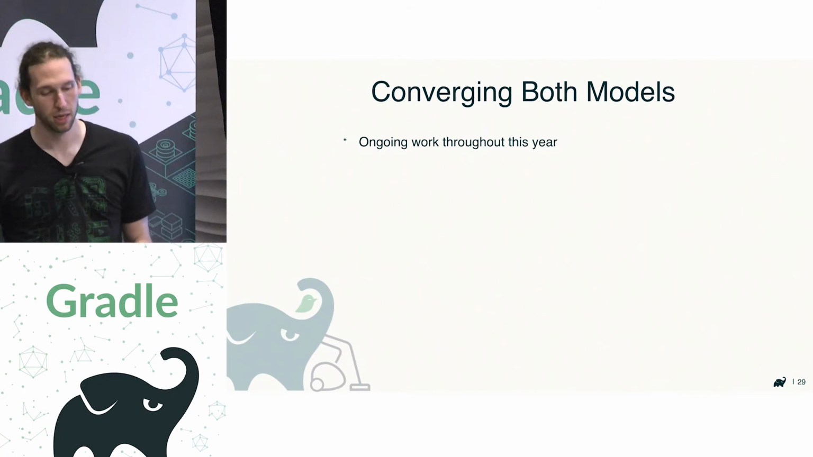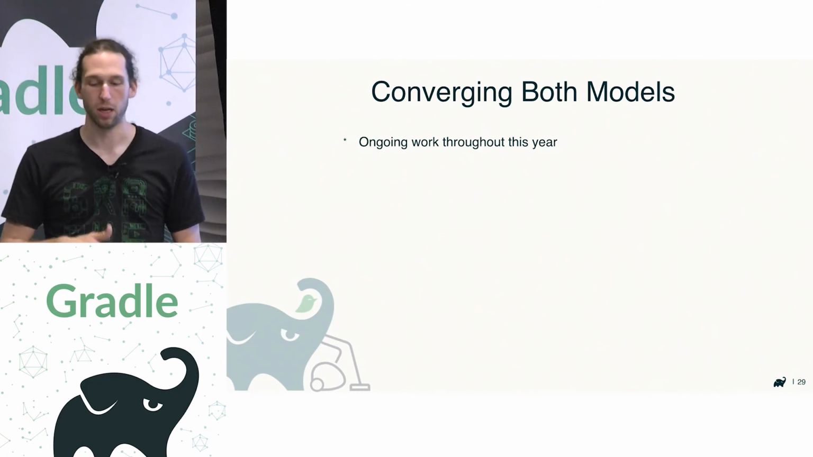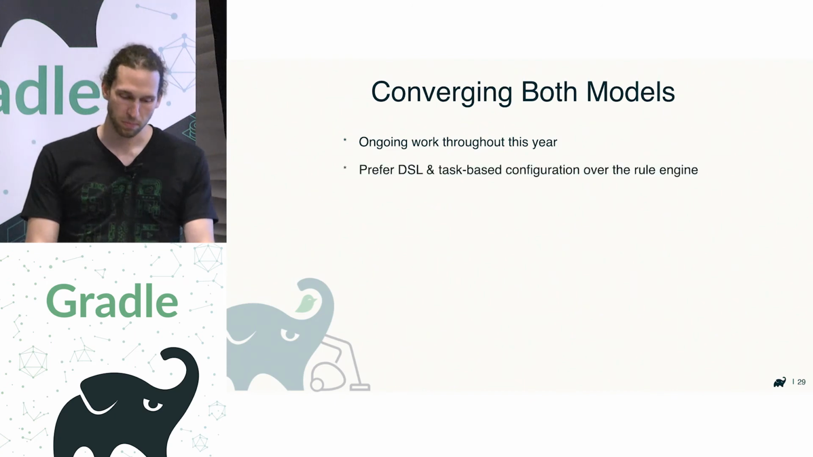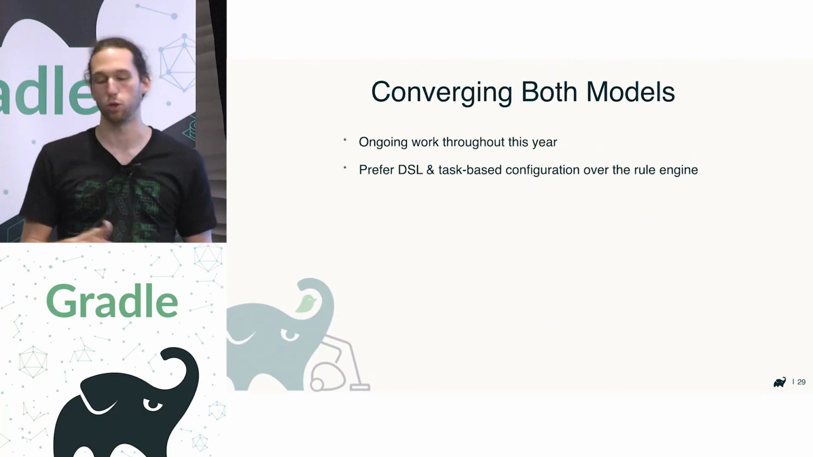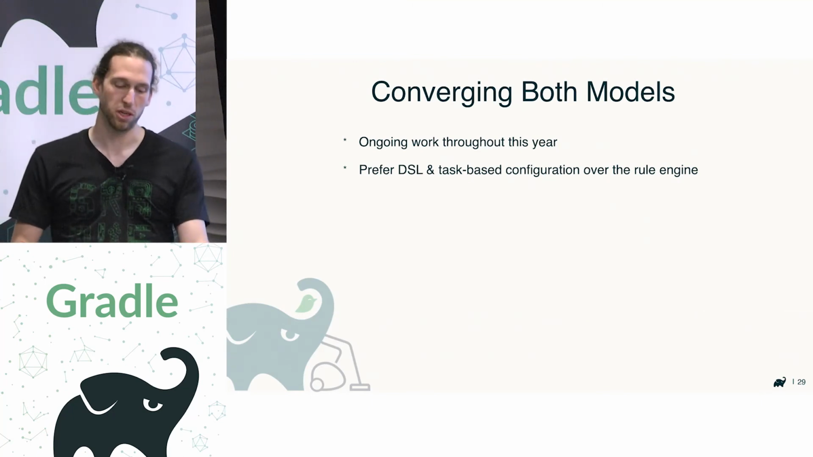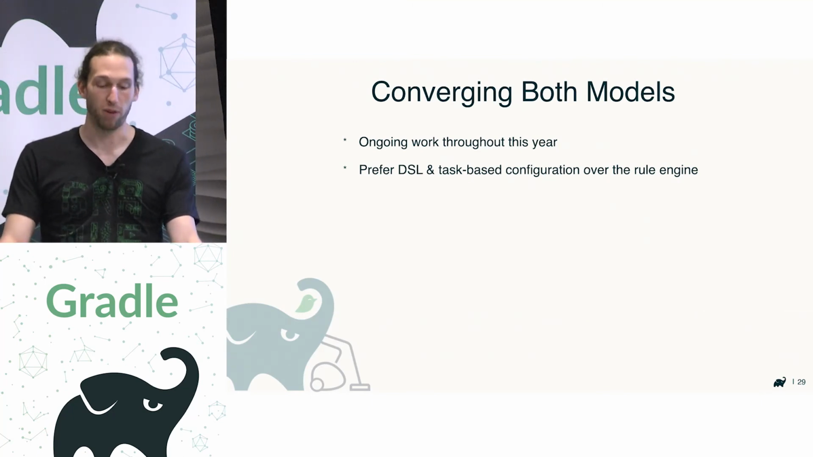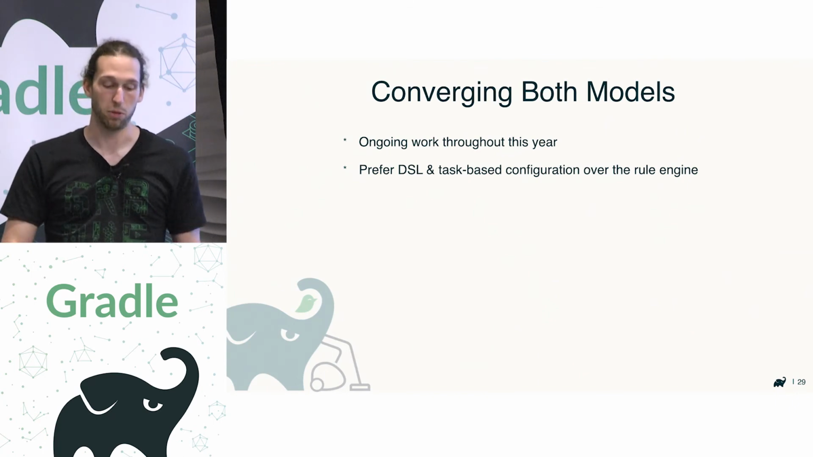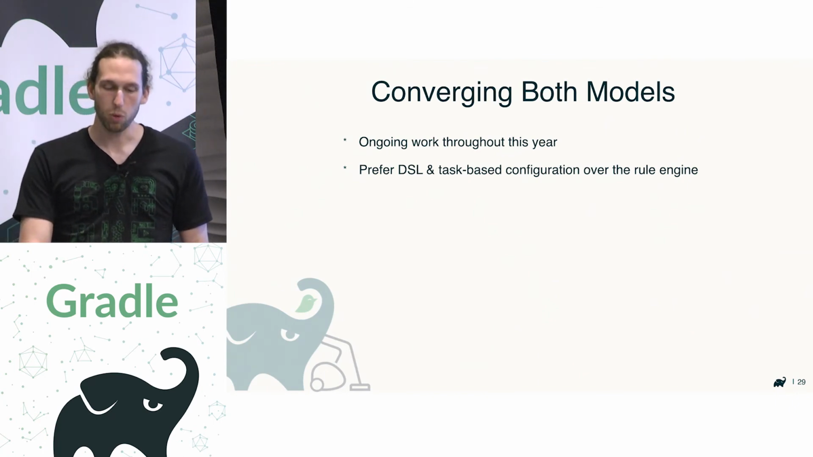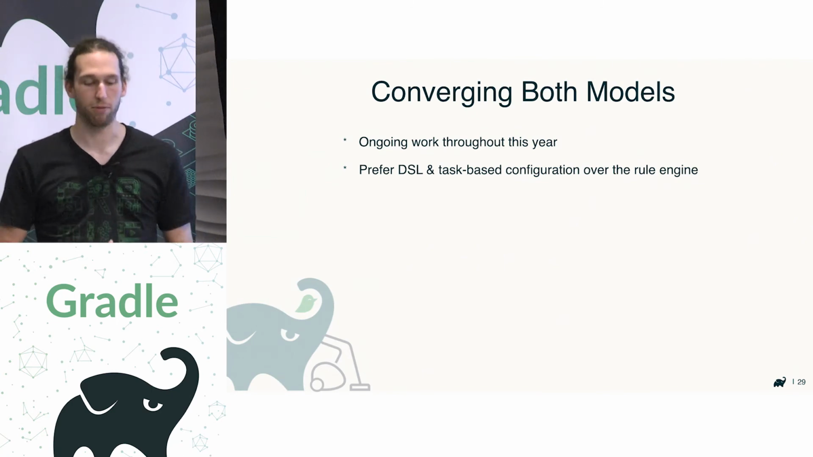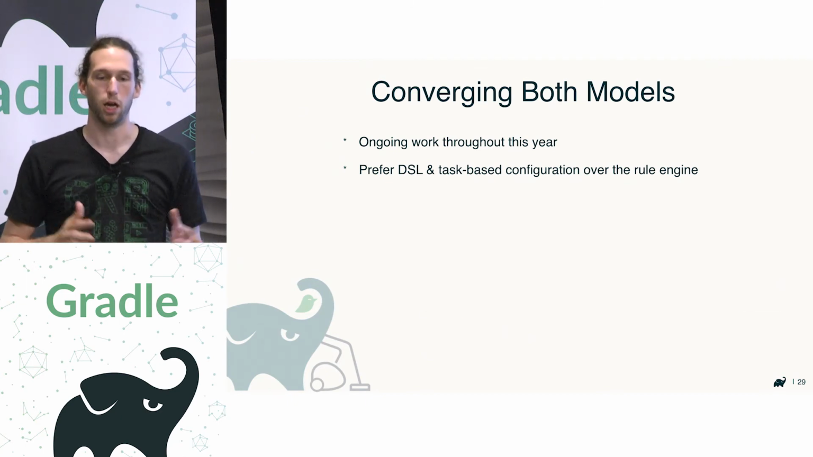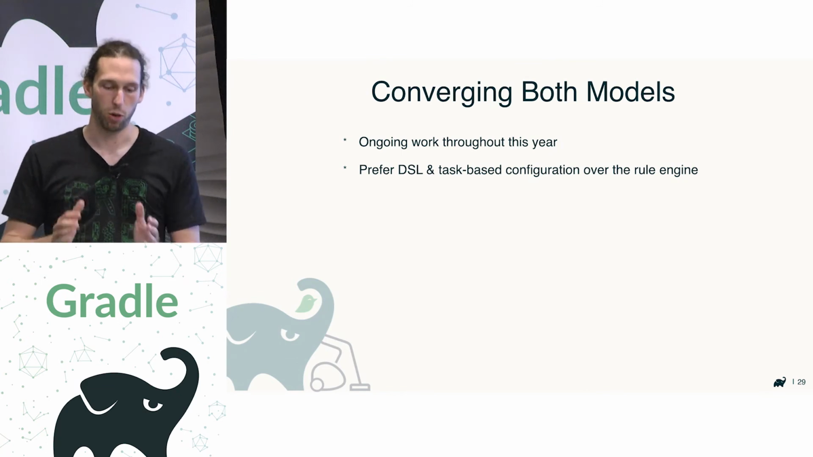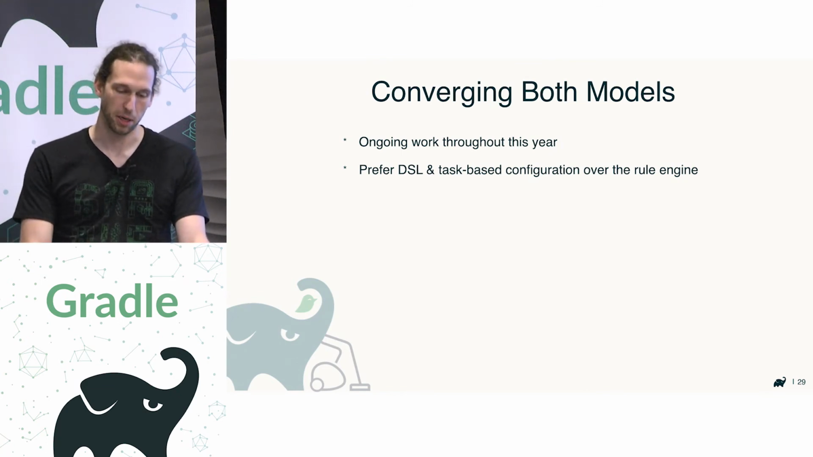Nothing is finalized yet, but here's the direction we're looking in for converging the two models. The first thing is we'll be preferring more of a DSL and task-based configuration approach over the rule engine at the present moment. There's a new provider API that came out with 4.0 that really helped with this decision. There will be a migration path for anything, build logic and all that, that's heavily utilizing the rule engine, but the decision is really to make the bridging between the two a little bit closer and more aligned with everything else that's happening.